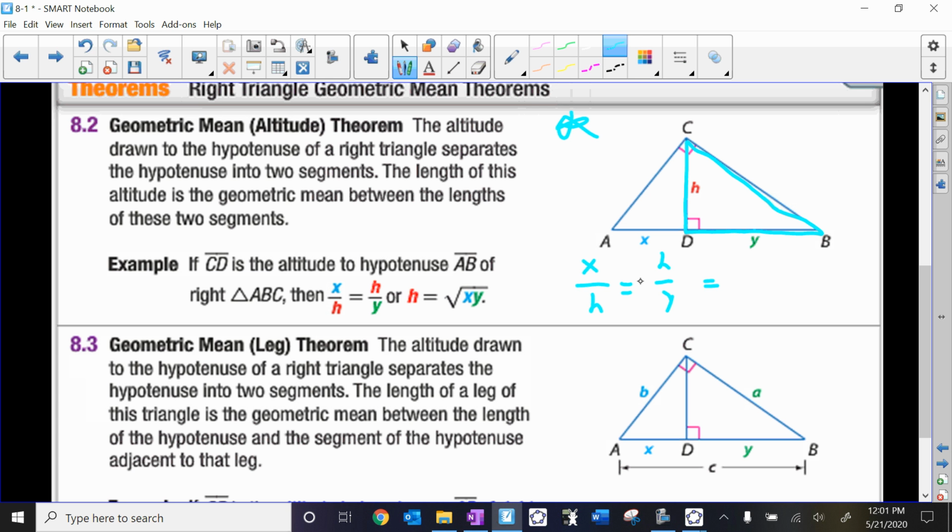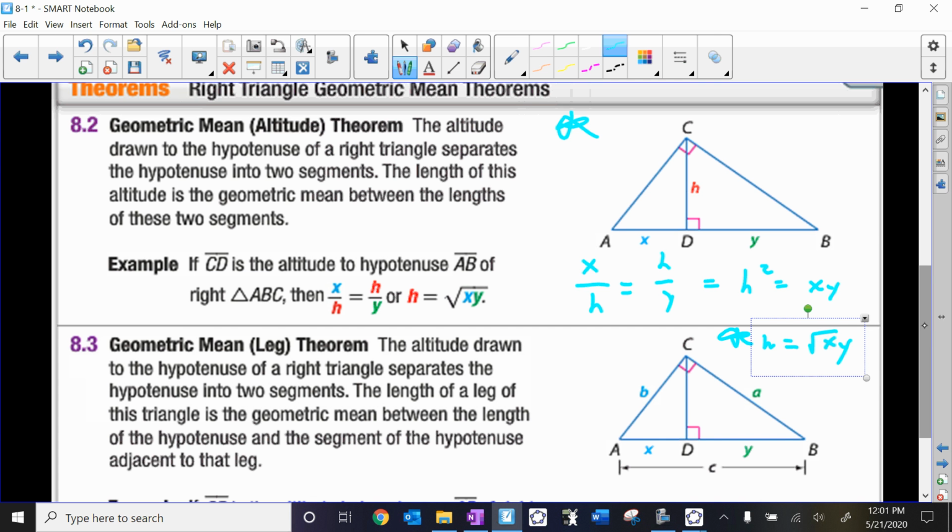Again, we would cross multiply this. We would get h squared equals xy. And then square root, we would get h equals the square root of xy. In other words, the altitude, h, is the geometric mean between x and y. So this is what we're really going to use.